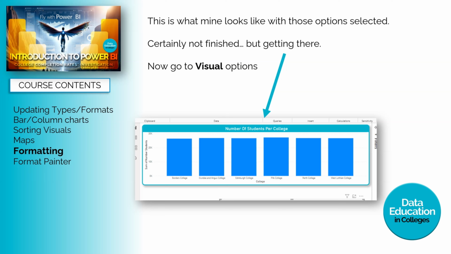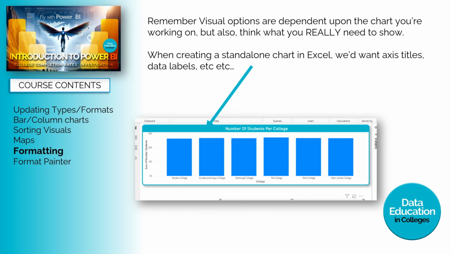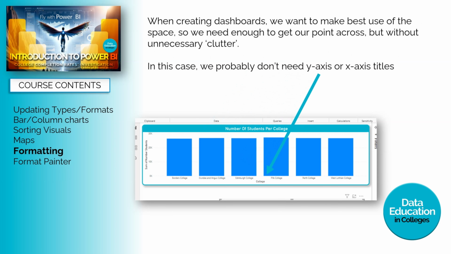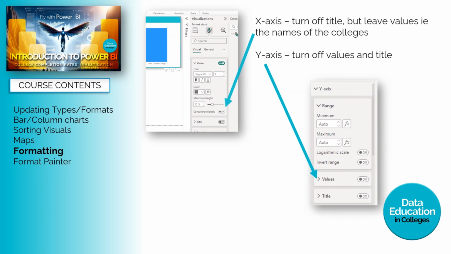Now we're going to update some of the visual specific options. So go to visual options. Think about what's necessary. We want to make best use of the space in this dashboard, so some of these things we can turn off. We can probably get rid of y-axis, x-axis titles, things like that. And we're going to work our way through and get rid of some of these. So again, just one section at a time. We'll go into there, y-axis, turn off both value and title. X-axis, turn off the title. Leave the values though, otherwise we won't know what college we're talking about.